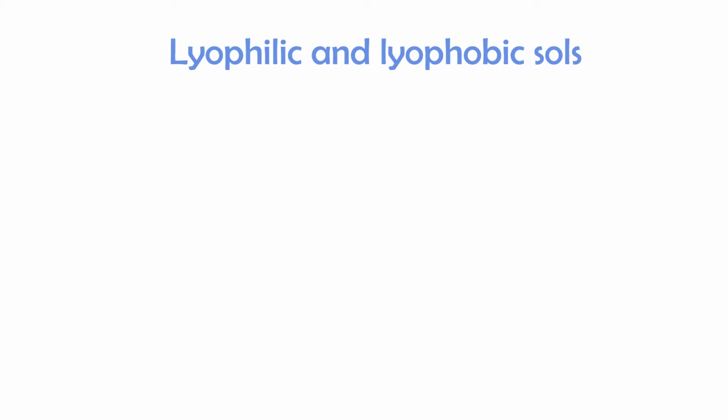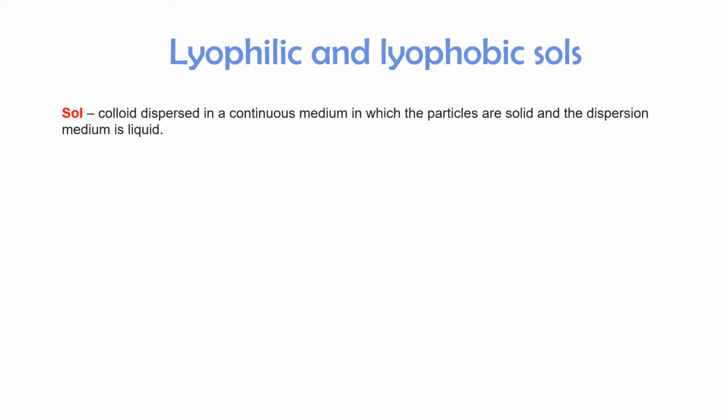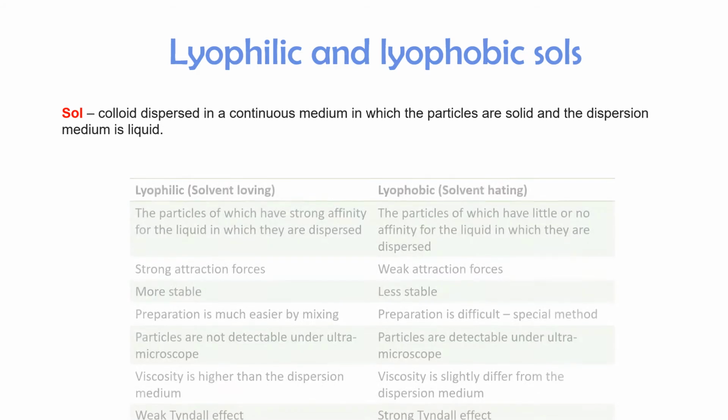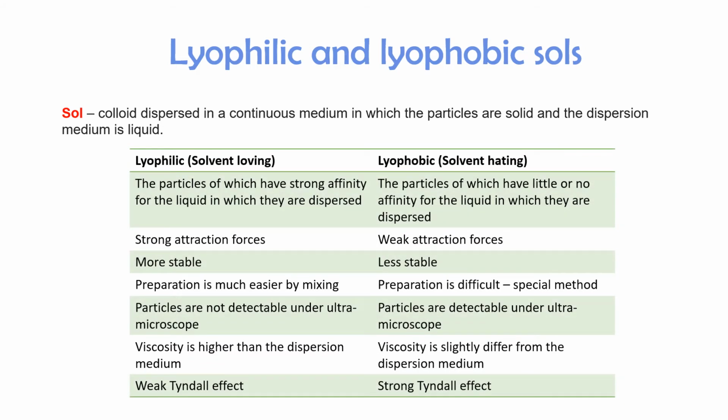There are two types of common colloidal sols, and they are lyophilic and lyophobic. So what is defined by sol? A sol is actually a colloid dispersed in a continuous medium in which the particles are solid and the dispersion medium is liquid. The difference between lyophilic and lyophobic sols is that lyophilic is solvent-loving, while lyophobic is solvent-hating.